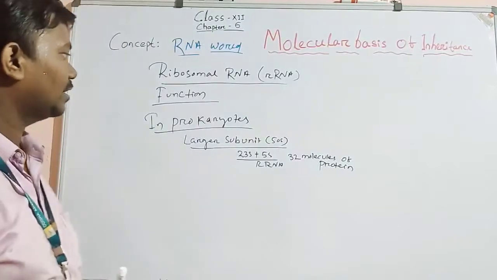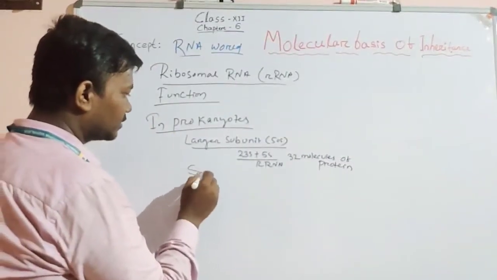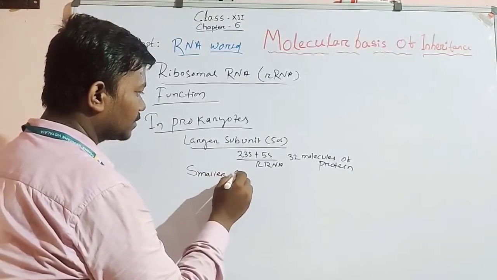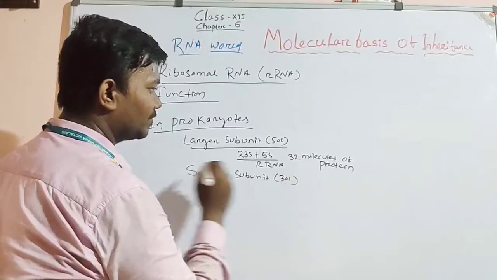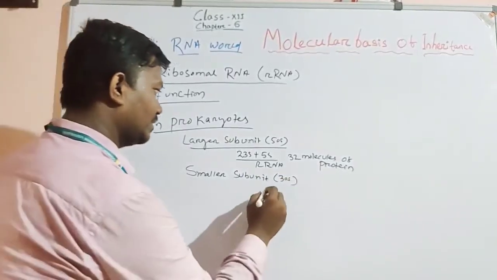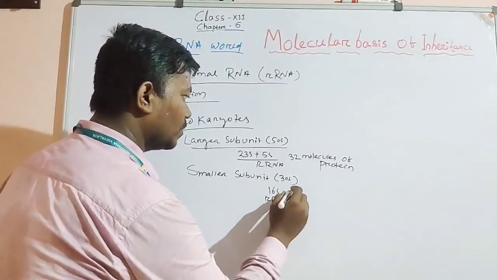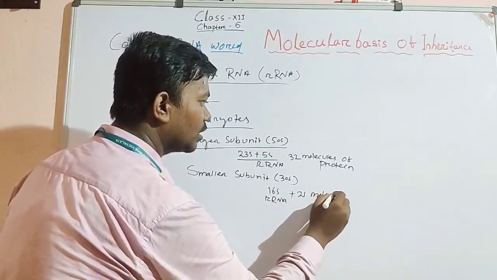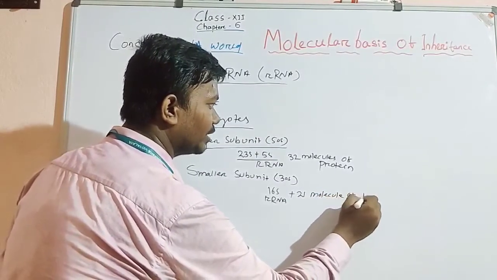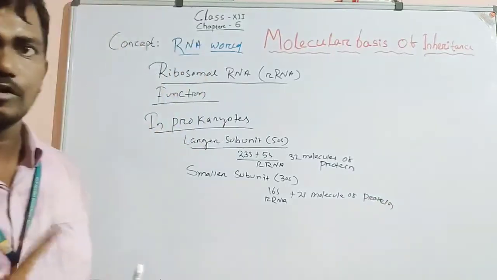Got it? In prokaryotes, the smaller subunit, that is your 30S type, is made by 16S type of rRNA with 21 molecules of protein. Got it?